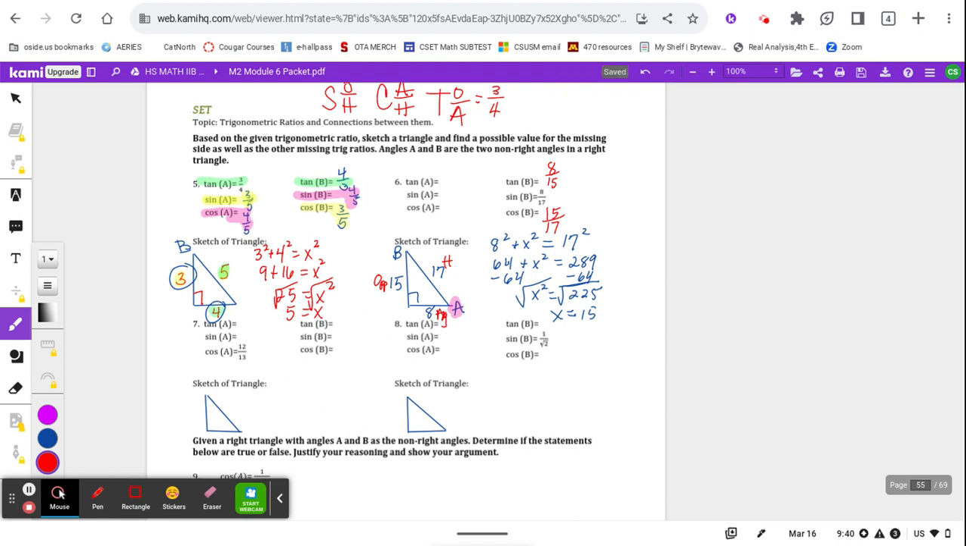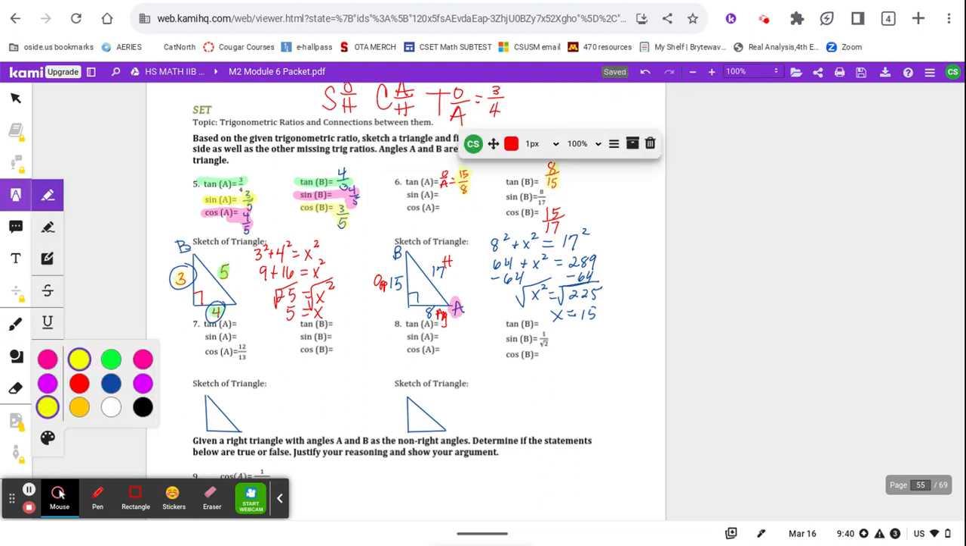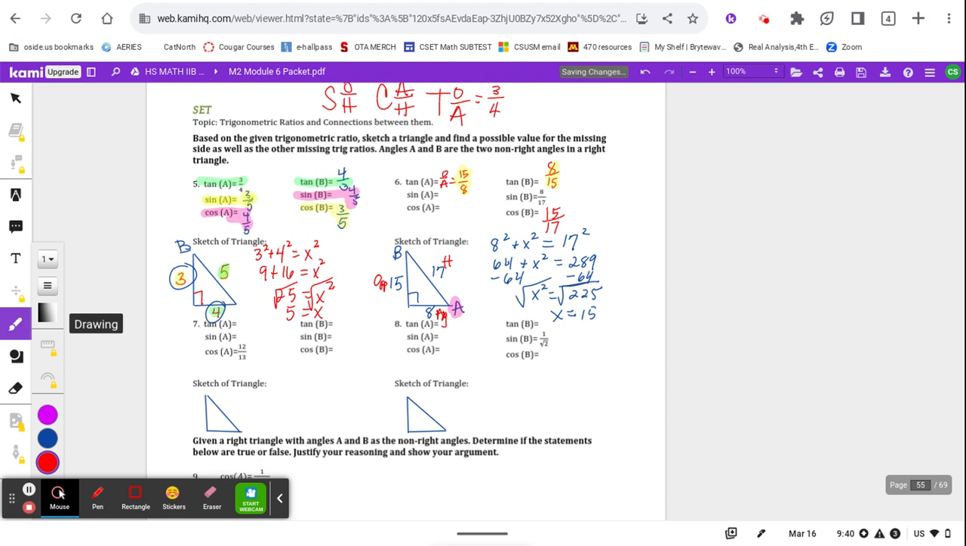So tangent of A is equal to opposite over adjacent, or 15 over 8. Oh, look, it's the reverse of the tangent of B, the inverse. Okay, next is the sine of A. Standing at A, opposite over hypotenuse.